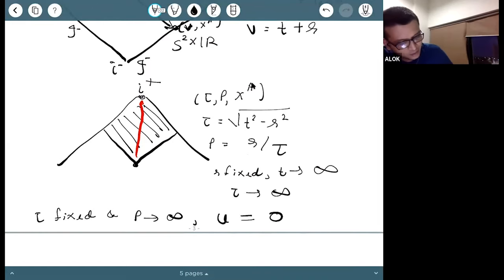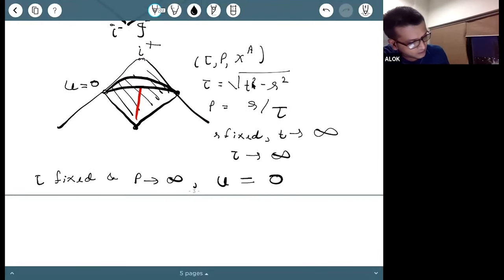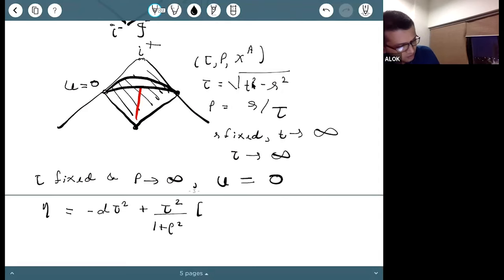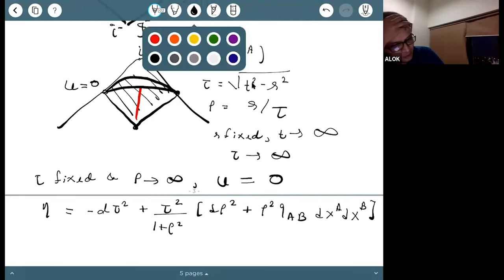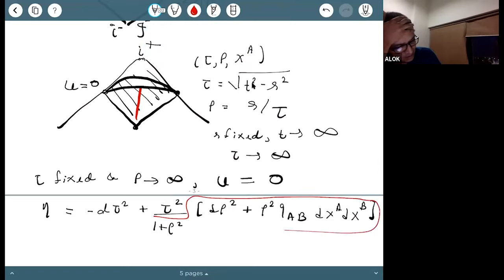So what it tells you is that you are sort of representing time-like infinity with hyperboloids, slices like this, which are always intersecting u equal to zero for any tau. And just by coordinate transformation, you can check that if you write the metric in these coordinates, then it is given by minus d tau squared plus, I mean, this is not very important for us, but just for completeness I write it, rho squared q_AB dx^A dx^B. And this metric is actually known. It's an interesting metric in its own right. It's the metric for Euclidean AdS3. Okay, and that was just an aside.